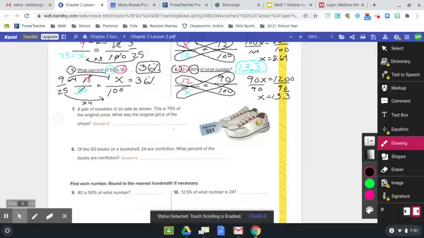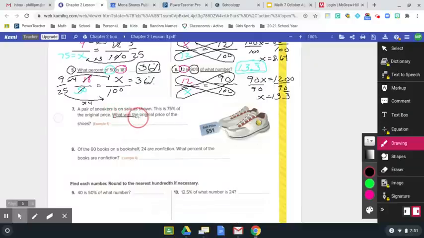So I'm going to underline the question. What was the original price? And then I'm also going to circle here. I have my percent. That sale price is 75% of the original price. So when I look at this sale price, if I'm going to set this problem up, I've got to know what pieces I have. And sometimes in a story, it can be tough to understand. So let's break this apart.